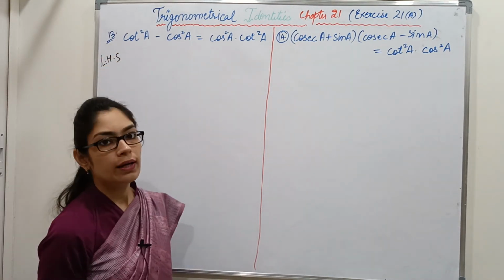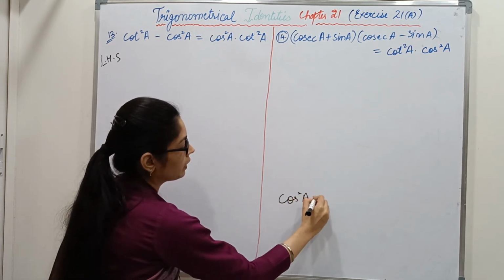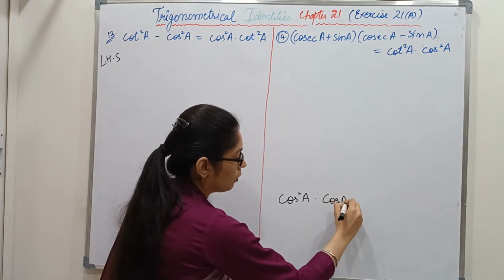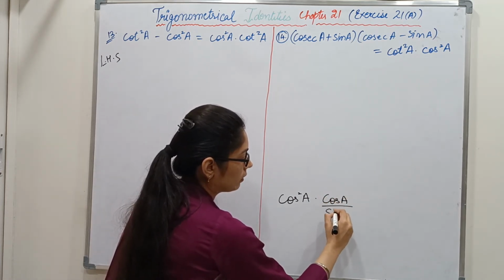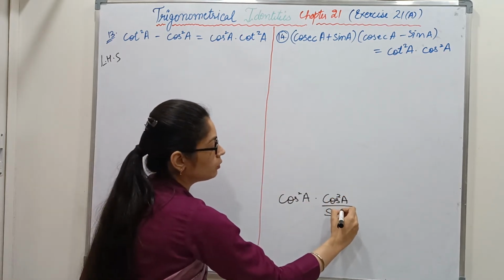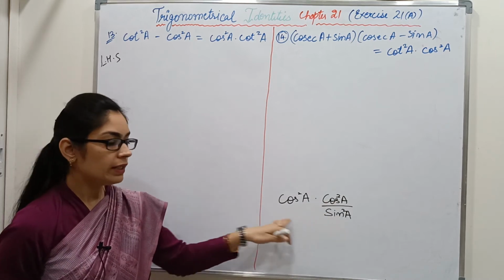It is cos square a into cot square a. So cos square a into cot. Cot is what? Cot is cos by sin. So cos by sin, and because the square is there, I write square. So what we can do, we need this thing.